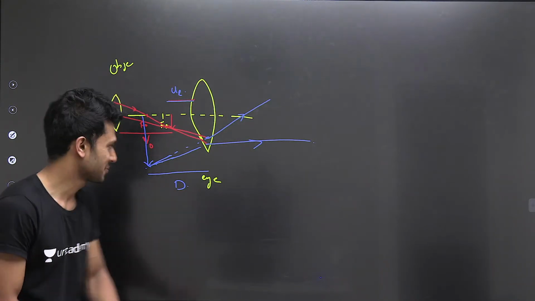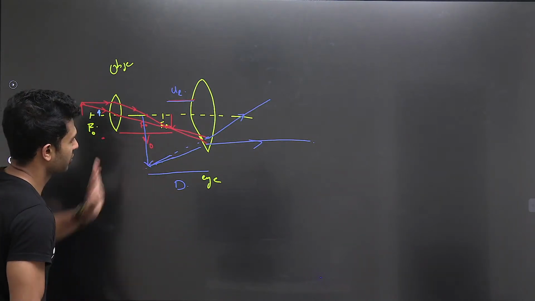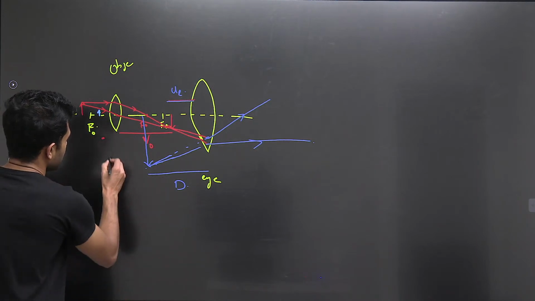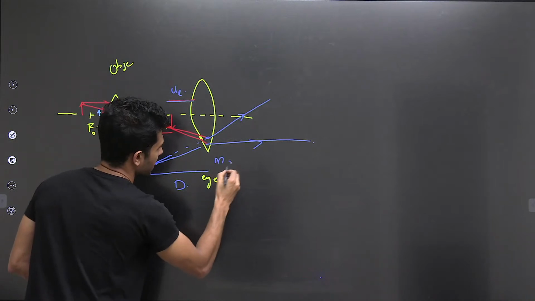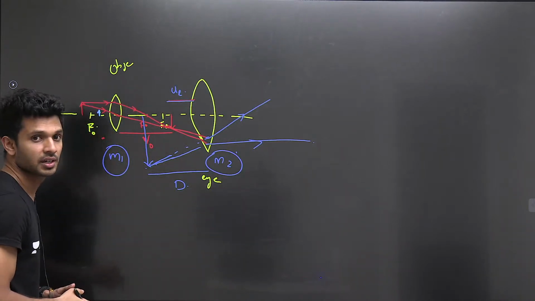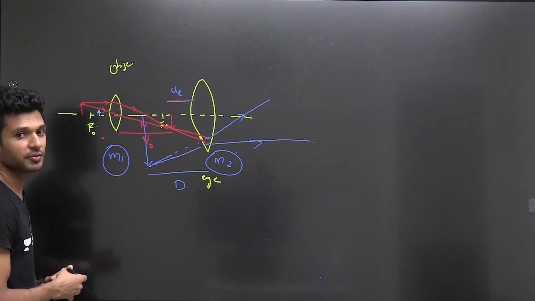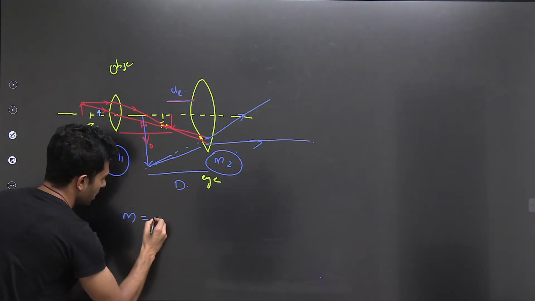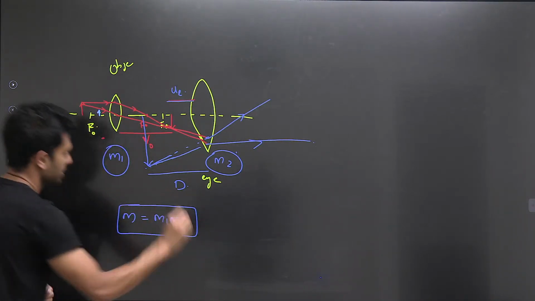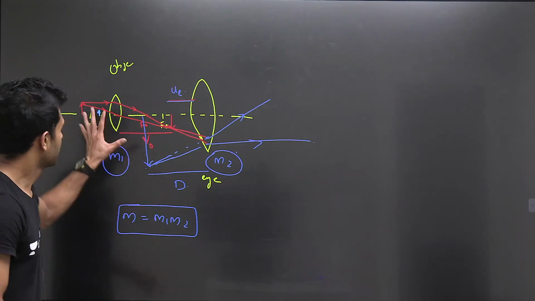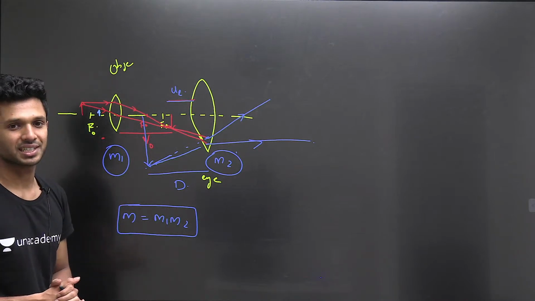Okay. Now this is our initial object and this is our final image. We know that each of these is a convex lens and each one will be producing its own magnification, M1 and M2. So if this is producing a magnification of M1 and this is producing a magnification of M2, what will be the total magnification? M1 and M2. We have learned this in previous classes. Yes or no? Magnification of the first times magnification of the second, the product is the total magnification.